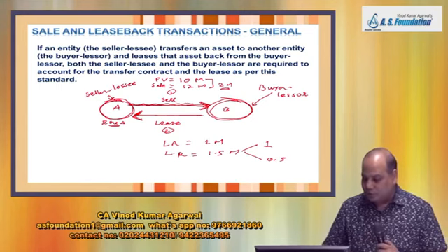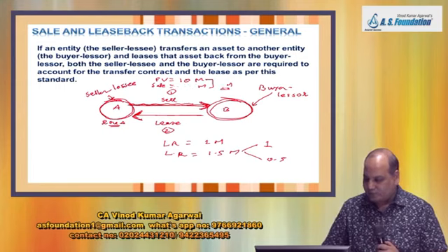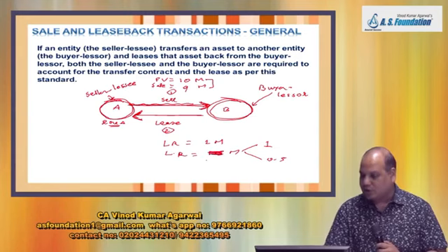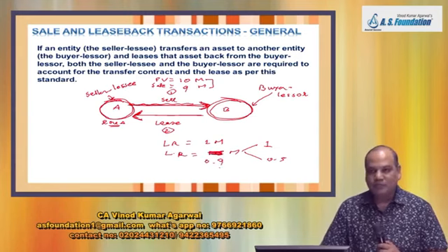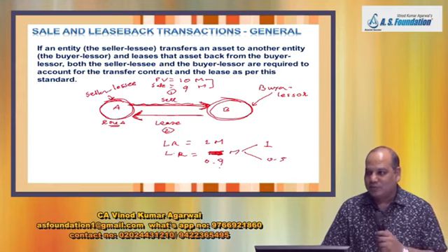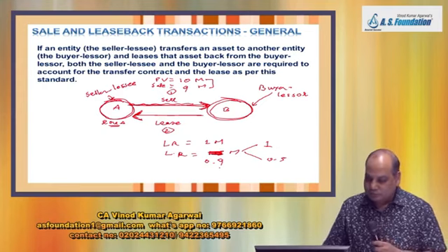So normally if it is below fair value, it can be like this also. It can be for 9 million. In such cases, what happens? The lease rentals are reduced. You pay me less, I'll pay you less. Okay.